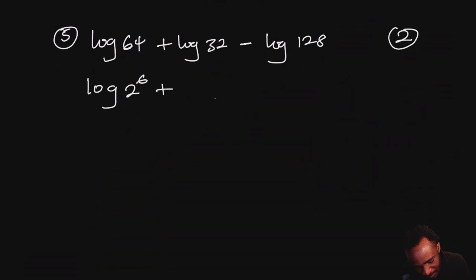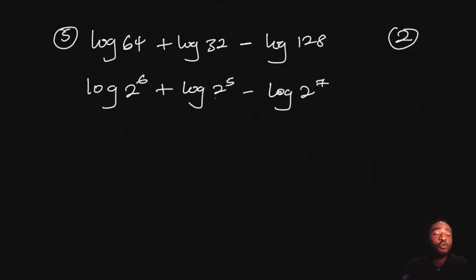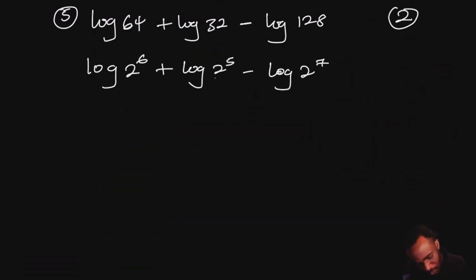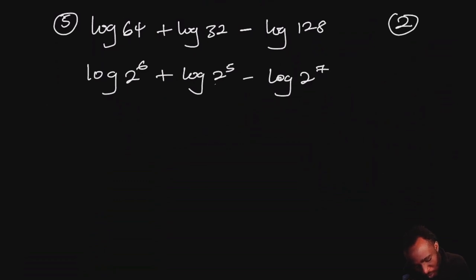so log 2 to the power 6 plus log 2 to the power 5, because 2 multiplies itself 5 times to get 32, and then you're going to have log 2 raised to the power 7, because 2 multiplies itself 7 times to get 128. So let's further simplify this. We're going to use the laws of logarithms over here, because we have a multiplication and a subtraction.